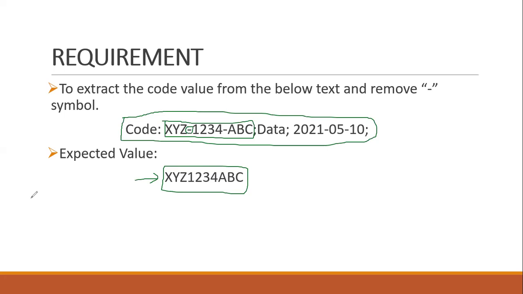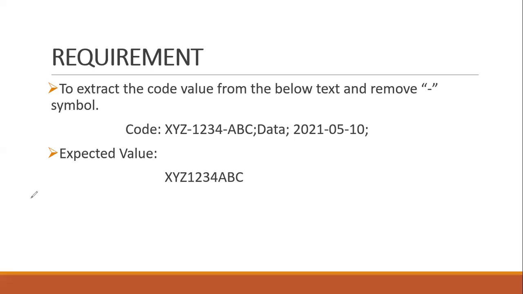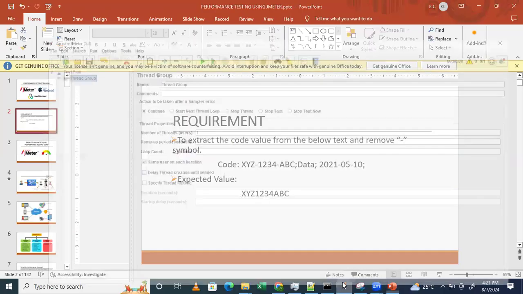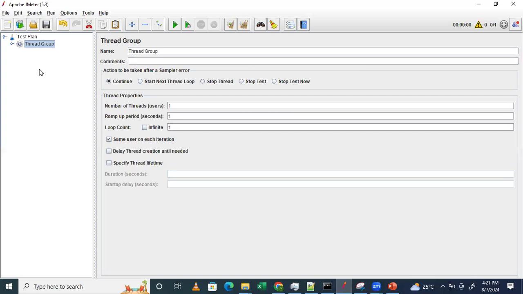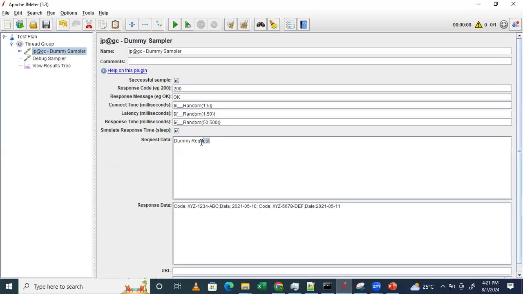First, let me clear all the recordings here. Once after clearing this, let's go to the script. This is the sample script, guys, which I've developed in order to explain this process. In this sample script, I have used the dummy sampler. In this dummy sampler, I have created one dummy request, and in the response, I kept that entire text.